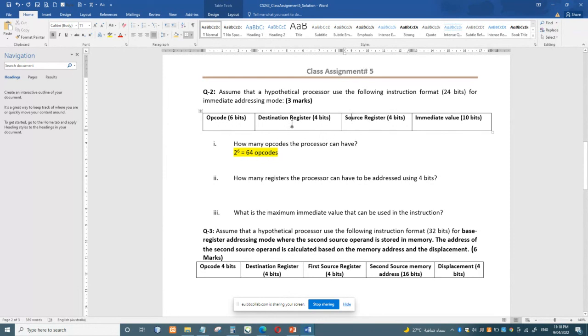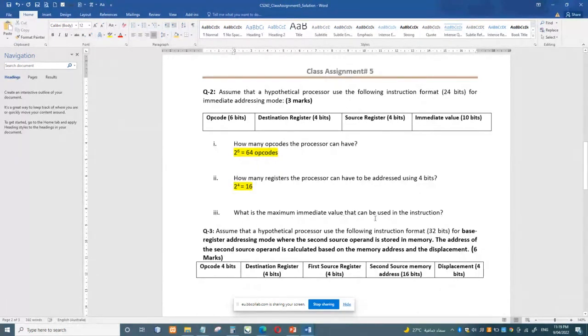For the destination register, how many registers can you have? 2 to the power 4, 16. That's the answer. Yes, 2 to the power 4. That is 16 different registers it can reference for the destination register, and likewise 16 for the source register. So 2 to the power 4 is 16.